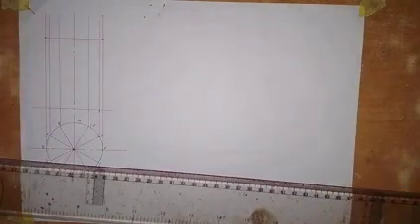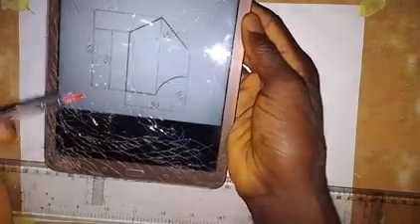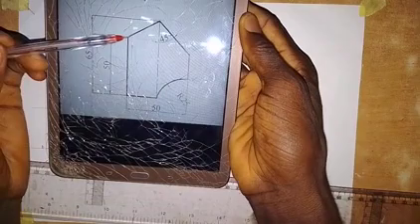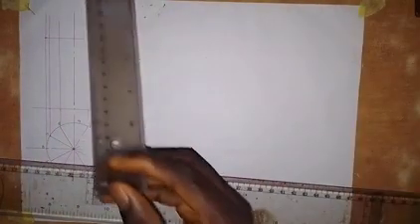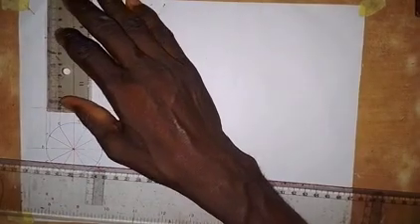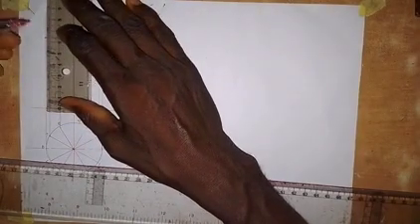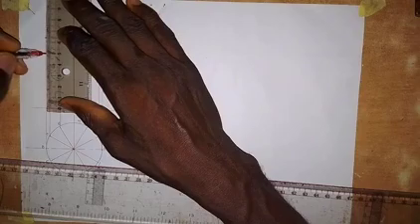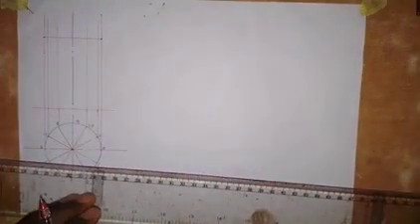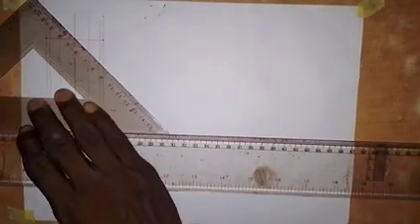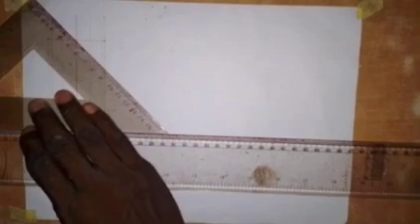The next thing, as we have in the diagram, is that the distance from this point to this point is 50 millimeters, so I take a measurement of 50 millimeters on this side. Then I take my 45 degrees set square and put it at the center here.